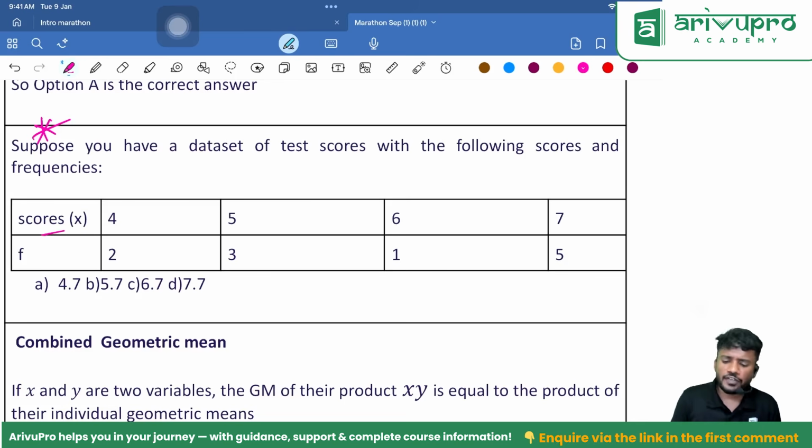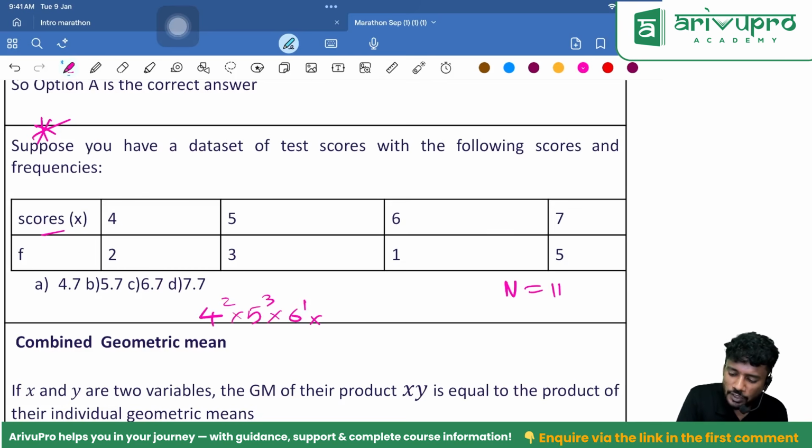Now, how to find the geometric mean of this? How much is the n value here? Capital N is how much? 2 plus 3 plus 1 plus 5 is 11. N is 11. Now, what is the product? 4 square into 5 cube into 6 raised to 1 into 7 raised to 5. How much is it? You will get a very huge value. Mostly you will get a calculator error also. Then how to do this? That's what I am going to tell.